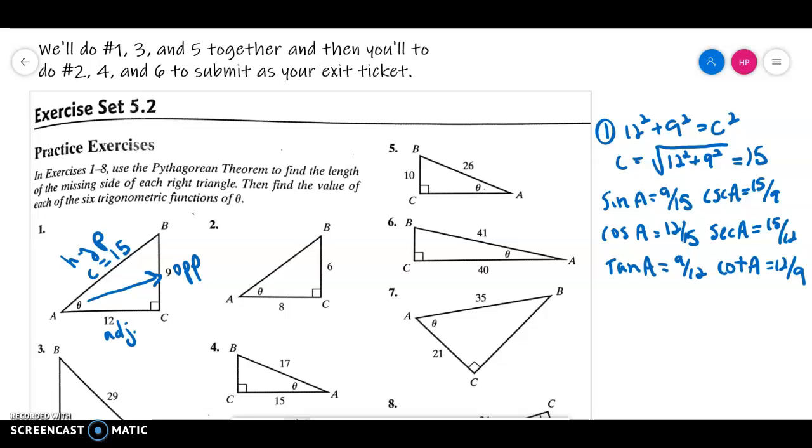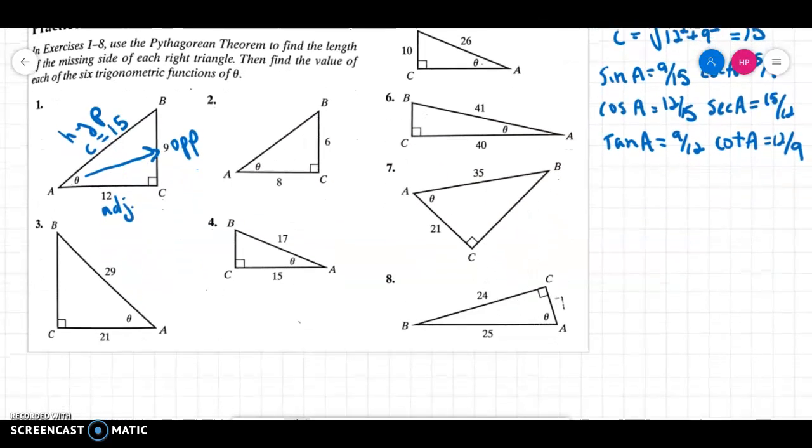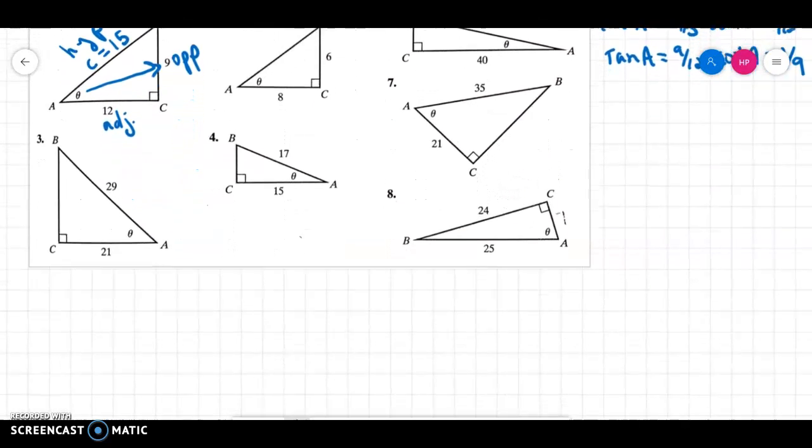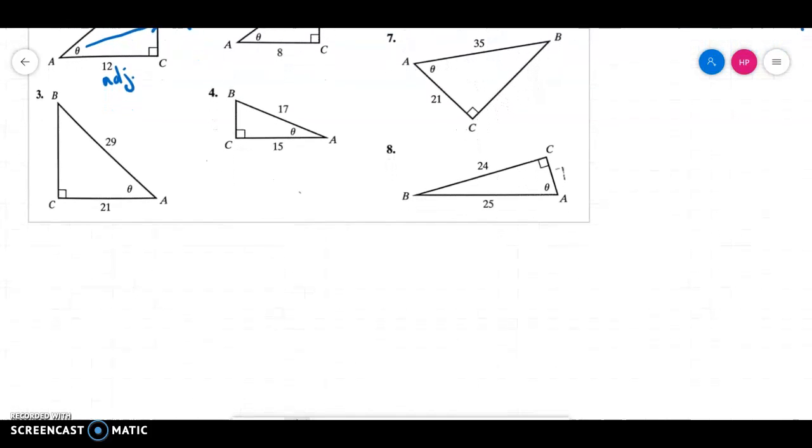So 2 is exactly the same way. If you look at what's labeled and what's missing, all the same stuff. I'll actually do 3 down here so that we're a little bit closer to it. So the difference with 3, if I think of my parts, I don't have my opposite side. I have my adjacent side, and I have my 29 across from C, which is my hypotenuse.